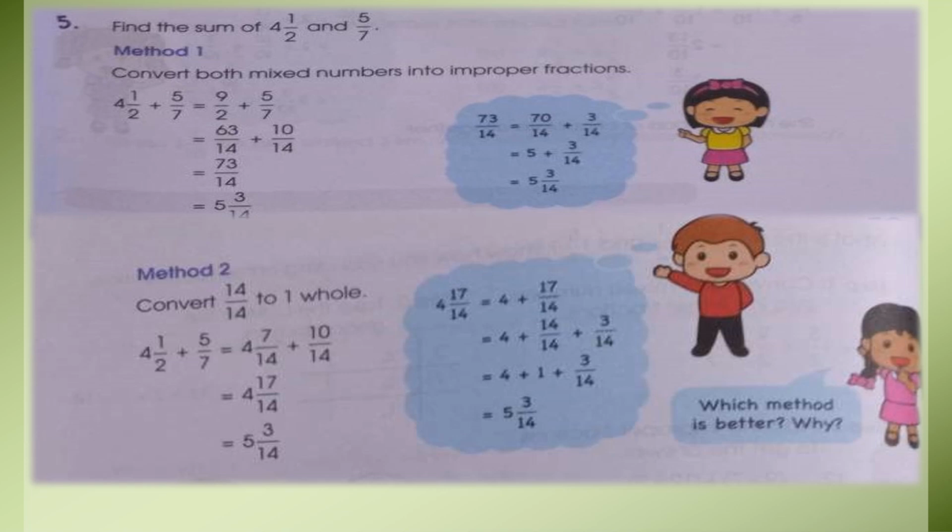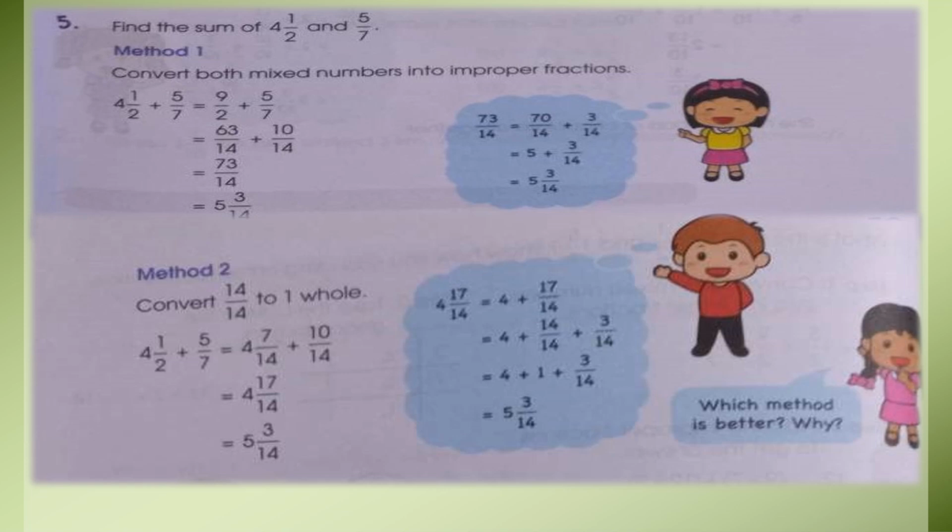In method 2, we first have not converted the mixed number into an improper fraction. Rather, we have just directly converted the denominators into the same value. In the first case, we multiply and divide 1 over 2 by 7, so it becomes 4 whole number 7 over 14, and 5 over 7 by 2, so it becomes 10 over 14.